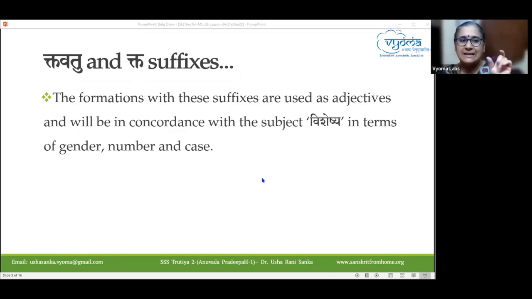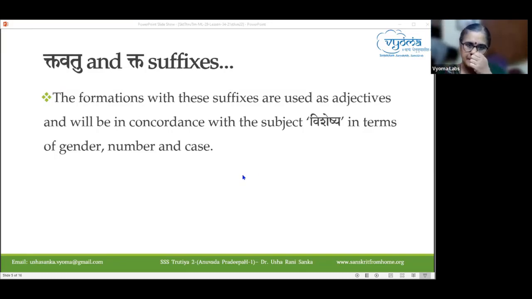Ktavatu: the part that remains is tavat. The ka will go away and the u will go away, so the central part tavat remains. In kta, the ka goes away too, so both have the same part. Whatever formation happens with kta, you just add vatu to that, and it becomes tavatu. For example, if you say gata, then it will be gatavat.